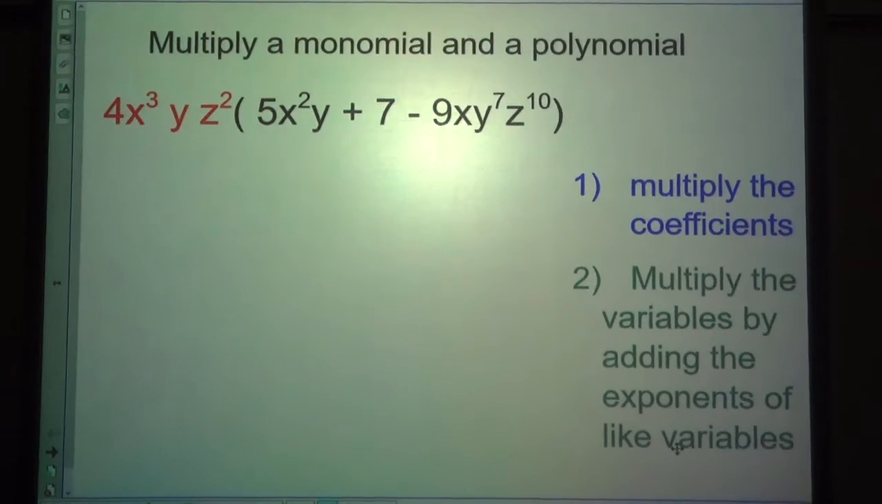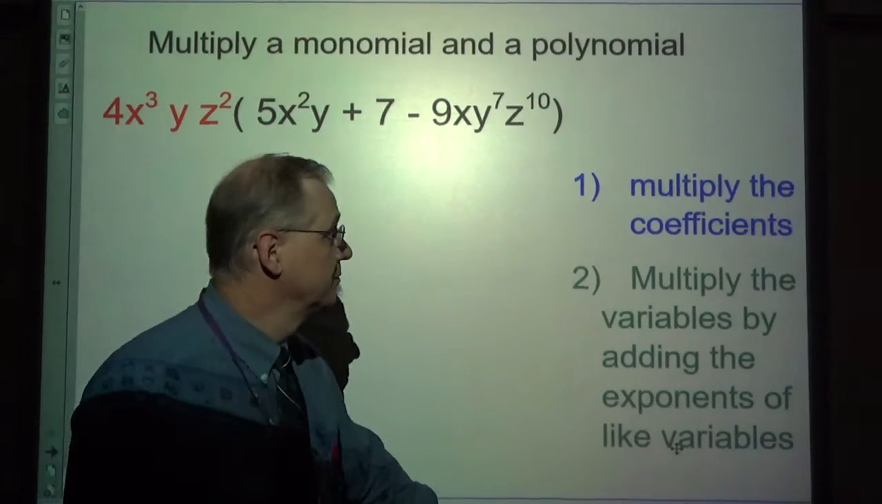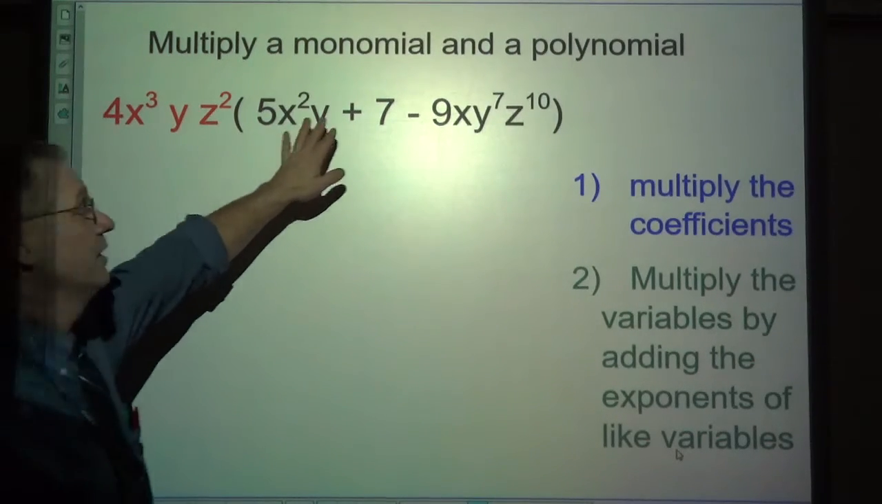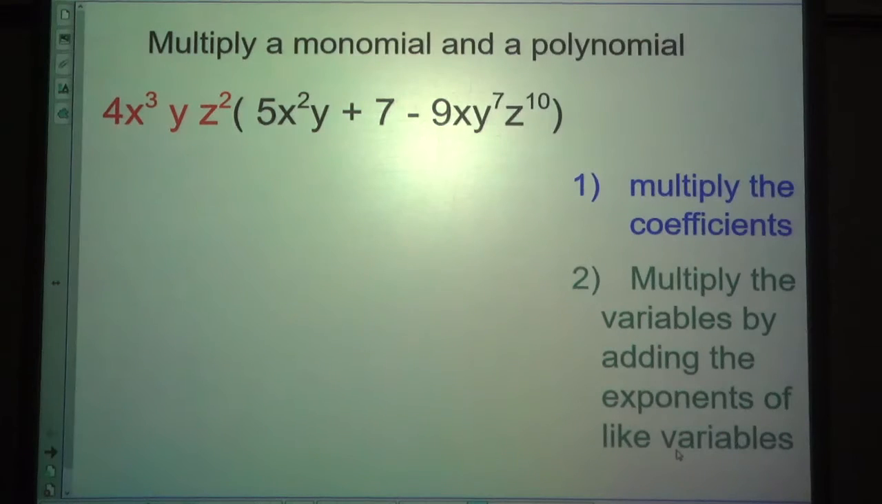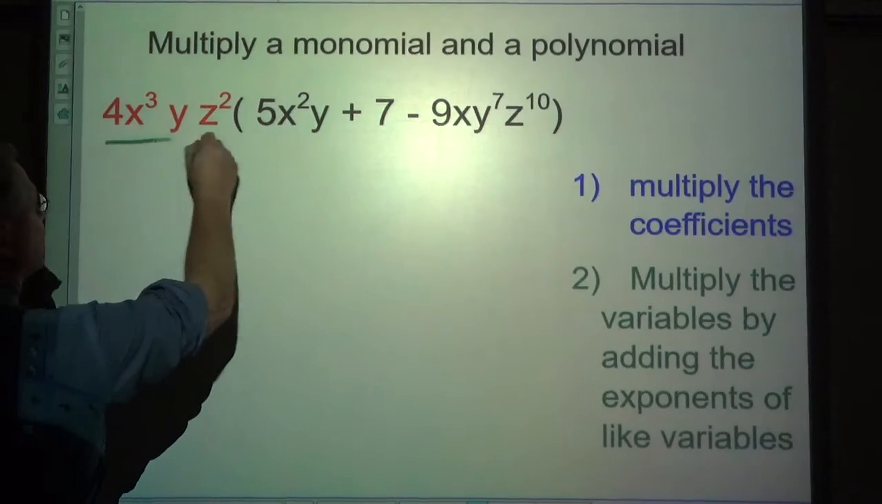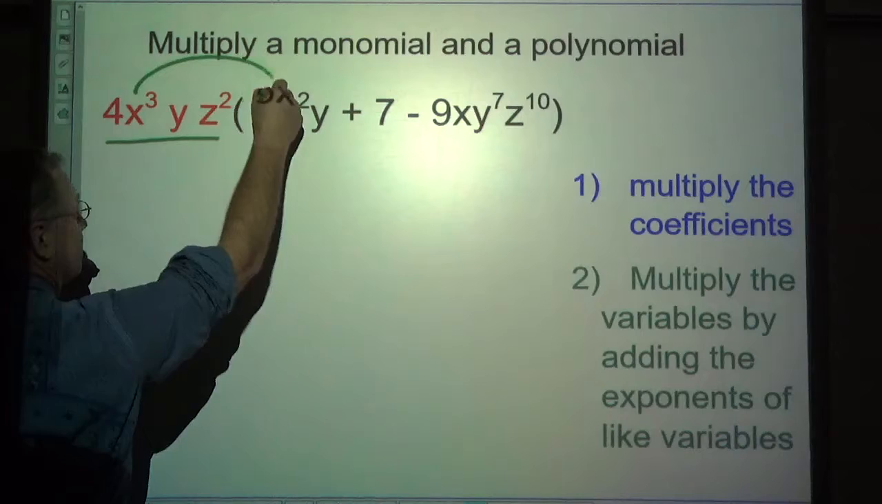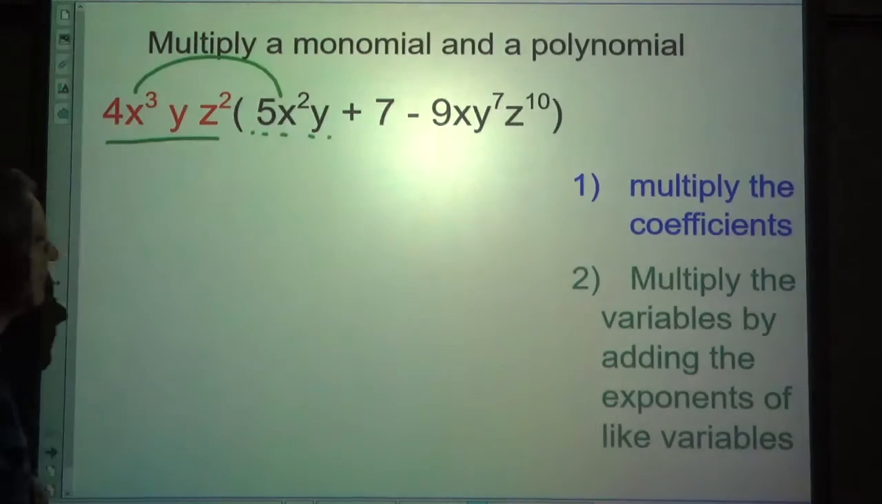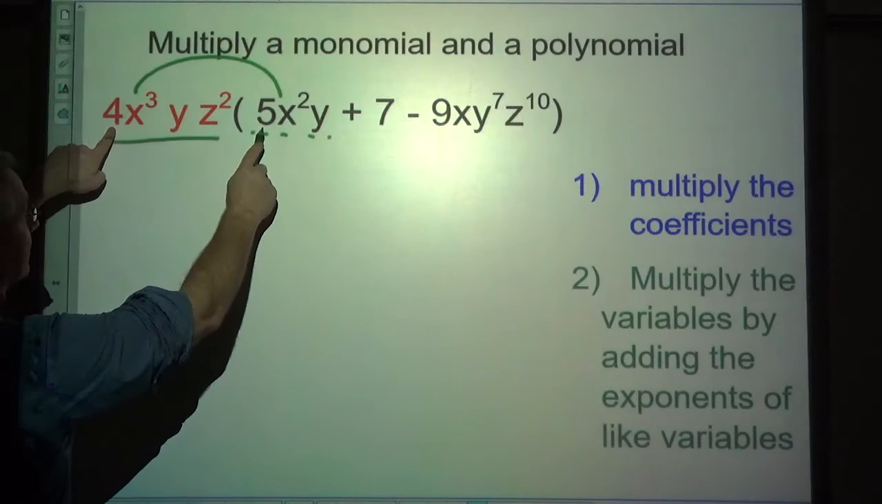Alright, so today we want to talk about multiplying a monomial, single term, and a polynomial, one or more terms. The first step in doing that is to multiply the coefficients of each of the terms one at a time, and then as we multiply, for example, I'm going to take this term and distribute it here first. When I multiply it times this one, the first thing I'm going to do is work with the coefficients.